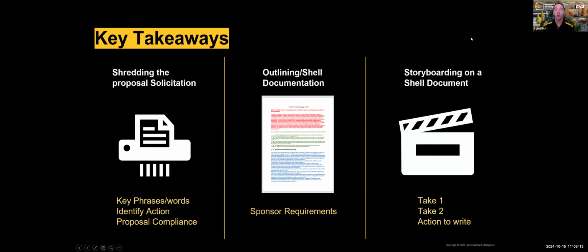Once you have that done, you'll go into outlining and overall creating a shell document. Now, this shell document should match the sponsor requirements and contain all the required sections along with the review criteria in there so you know that you're hitting every single item that the sponsor needs. From there, we'll discuss the storyboarding on the shell document. So once you have this beautifully laid out document, it's now time to plug in your ideas, and how do you get the ideas that the sponsor is looking for? And we will cover that today as well.